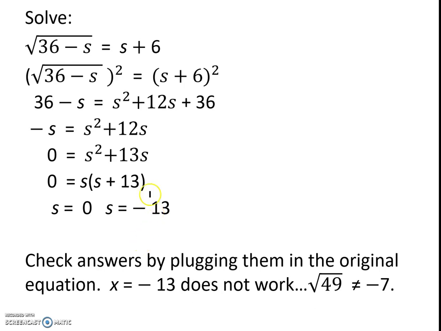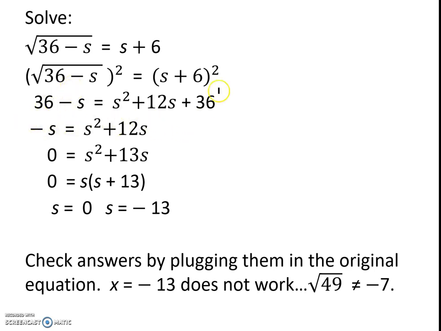Our next problem is the square root of 36 minus s equaling s plus 6. Once again, we're going to square that square root in order to remove it, and we end up with 36 minus s. But what we do to the one side of the equation, we also have to do to the other side, and we're left with s plus 6 squared, which when we FOIL that, we get s squared plus 12s plus 36.